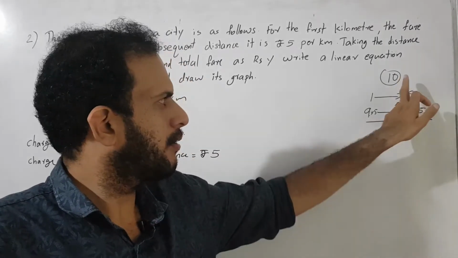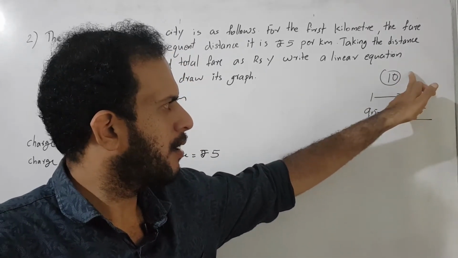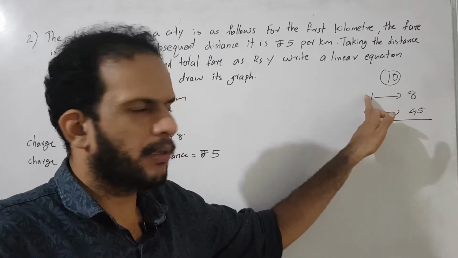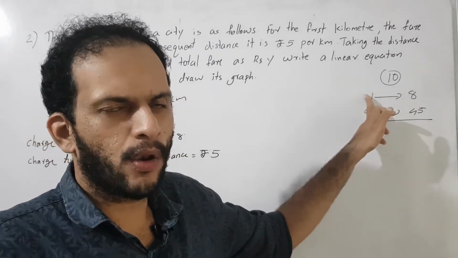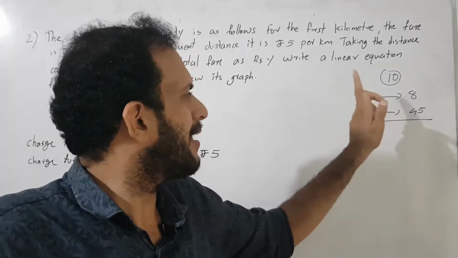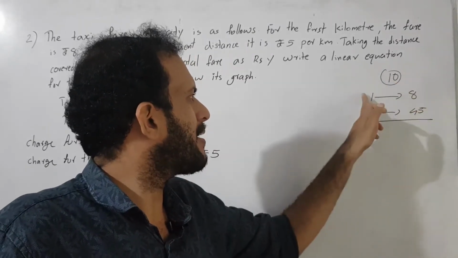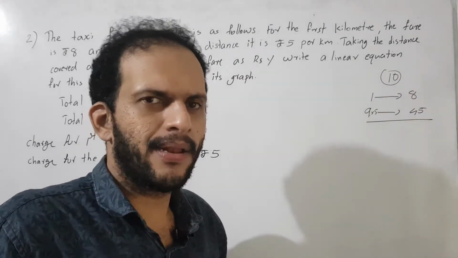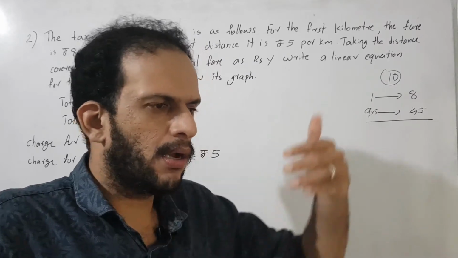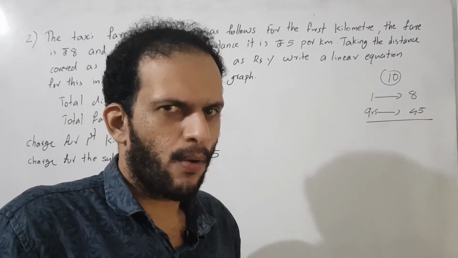Yes, here the total kilometer is equal to 10. We already covered 1 kilometer. Then how much is remaining? 9 kilometers. How do we get 9? That 9 is 10 minus 1, right? How do we get 9? 9 is 10 minus 1.